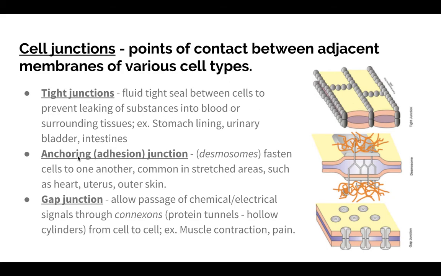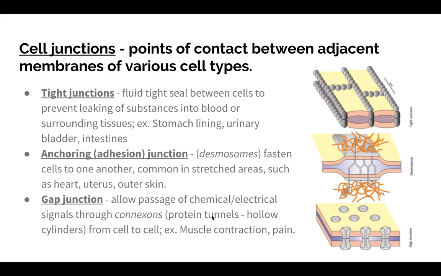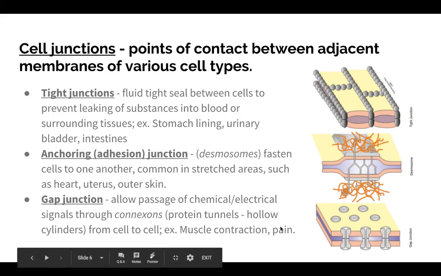All right. An anchoring or an adhesion junction, also known as a desmosome, fastens cells to one another. It's common in stretched areas such as the heart, woman's uterus, and also your outer skin. These are anchoring junctions. And a gap junction allows the passage of chemical and electrical signals through connexons, which are protein tunnels, or kind of like hollow cylinders that allow substances to flow between the cells from cell to cell.